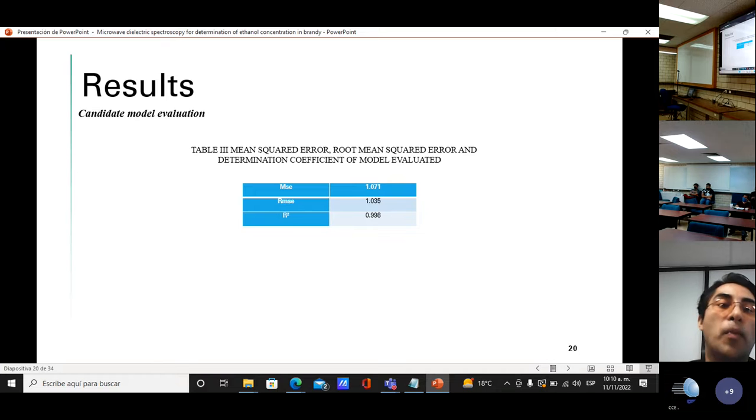And for candidate model evaluation, we use these three metrics: MSE, the mean square error, RMSE, the root mean square error, and R2, the determination coefficient. And these were the results.